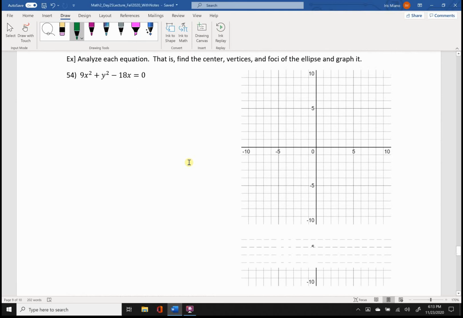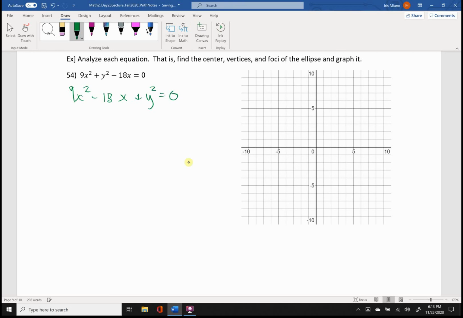I just wanted to definitely do one of this ilk because it requires that you complete the square in x, okay? Maybe rearrange the terms to highlight this: 9x squared minus 18x plus y squared equals 0, and say to yourself, all right, I've got to focus on this bit. But in completing the square for x, I'm going to have to get rid of that coefficient. So divide both sides by 9, and you'll get x squared minus 2x plus y squared over 9 equals 0.